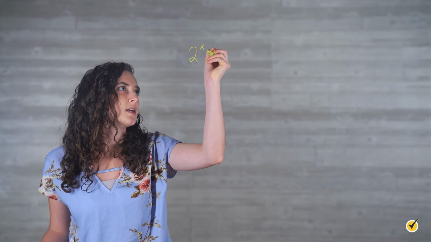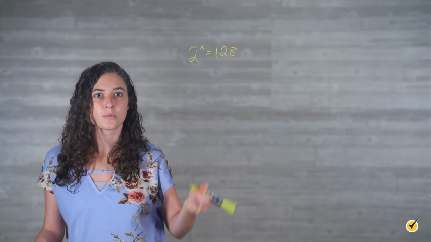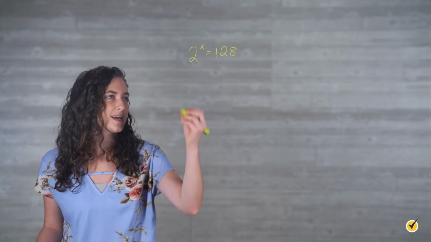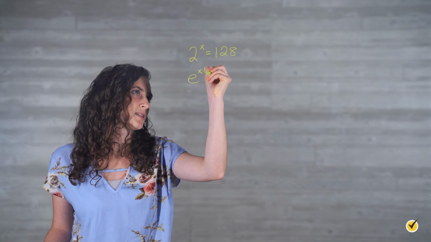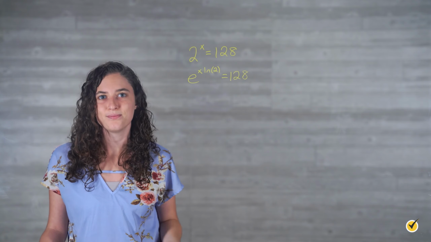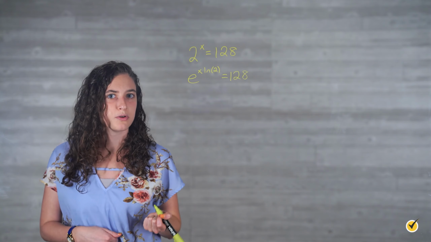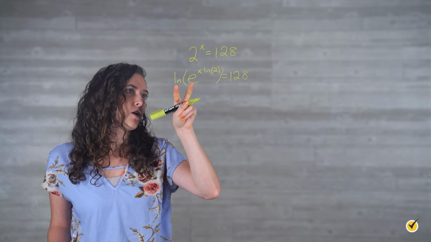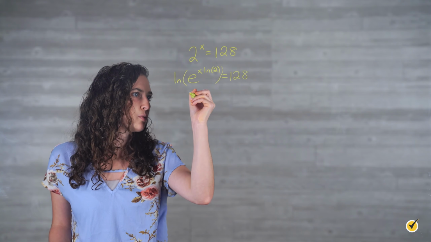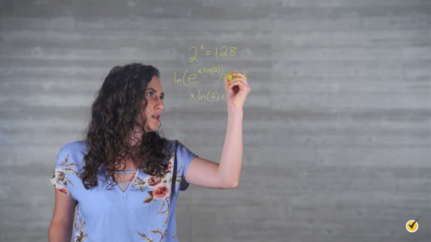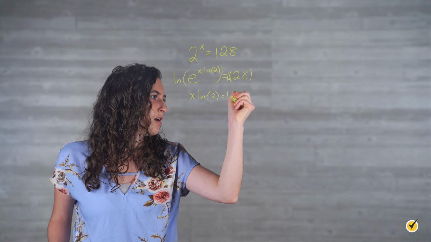For example, if we were given the function 2 to the x equals 128, we can solve for x using this formula. This equation can instead be expressed as e to the x times the natural log of 2 is equal to 128. From here, take the natural log of both sides to bring down the exponent. So if we take the natural log of the left side, our natural log and e will cancel each other out and we'll be left with just the exponent part. So x times the natural log of 2 is equal to the natural log of 128.